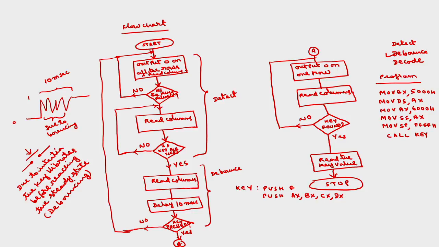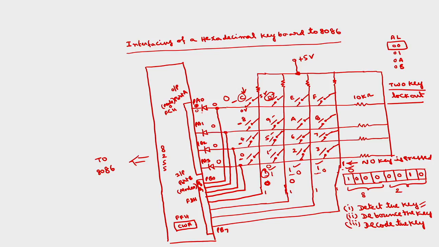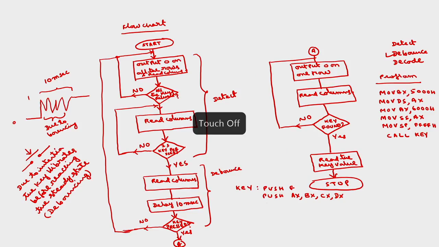So how to output 0 on rows? These rows are connected to port A, whose address is FCH. I have to send 0000, so I will take move AL comma 00H, out FCH comma AL. So with this instruction, what happens? All the port A pins will have 0 output. In that, 4 pins we have connected to the rows, 4 rows. So 0 will be outputted on 4 rows.